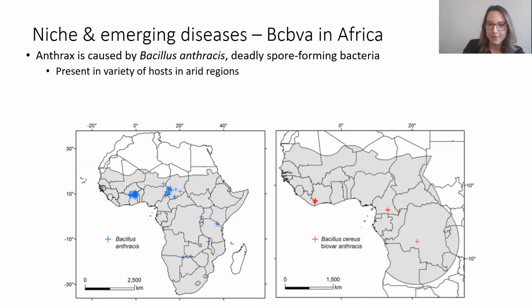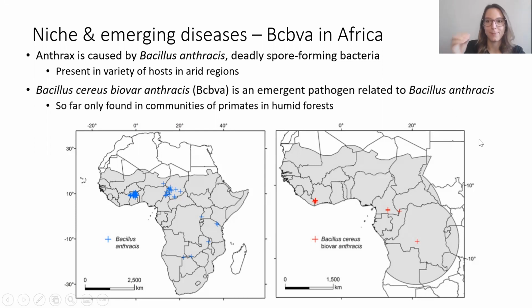But something that researchers were a little bit concerned about was that they discovered this new emergent type of pathogen that was related to anthrax, but not completely identical to anthrax. And so they called this new emergent version BCBVA. Now they noticed that this particular type of the bacteria only really existed in primates. So that was the main host that they found it in, and it was mostly in humid forests. So different environment, luckily. One was found mostly in drier, arid regions. The other is more in humid forests.